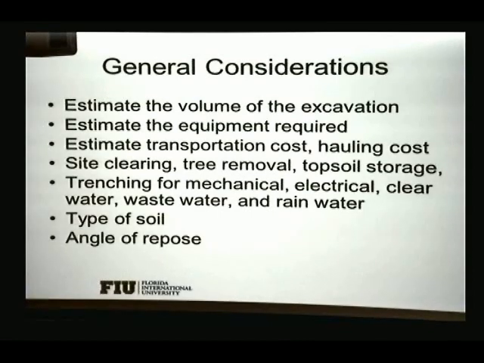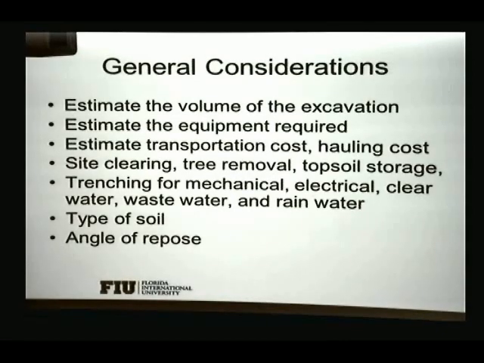So you estimate the volume of the excavation. This is true if you're moving earth horizontally, or if you're excavating, it's the same thing. Look at the equipment that is required. Sometimes, and I didn't mention this, you have transportation costs. You have to bring the equipment to the site, and then you have to take it away when you're done. So those transportation costs must be included over there.